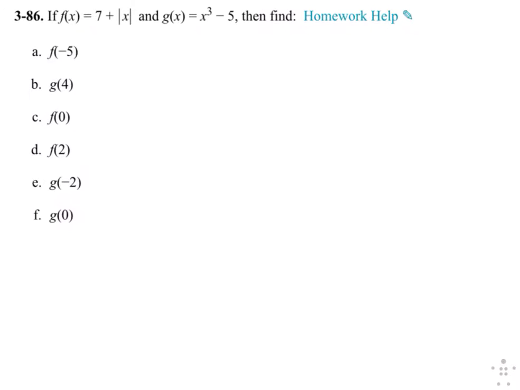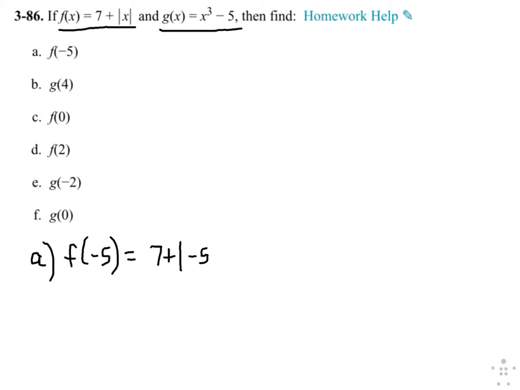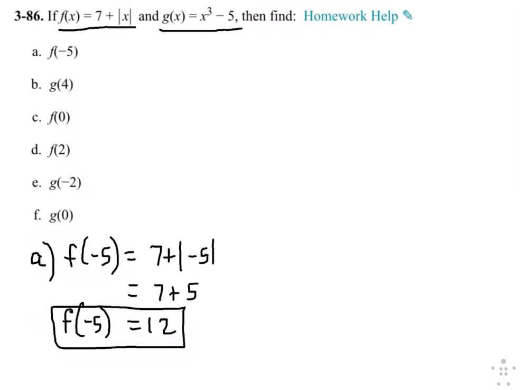Okay, for 86, they give us two functions, f of x and g of x, and they want us to find a whole bunch of things. So let's do these. A, f of negative 5 equals 7 plus the absolute value of negative 5, right? So that comes out to be 7 plus 5, which equals 12. So f of negative 5 equals 12 for A.